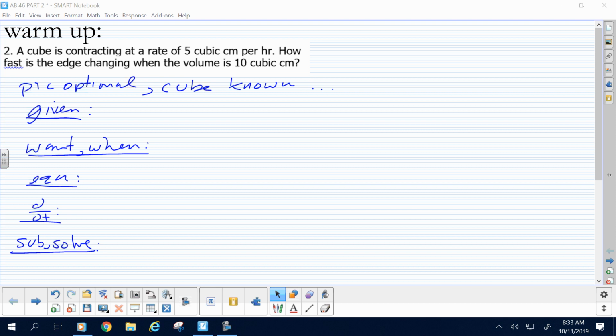Related rates process is as you see. Draw a picture unless it's a known figure, which it is in this case. Establish what is being given in calculus terms and establish what they want and when they want it. Write an equation for what they want and when. Differentiate with respect to time. Sub and solve.